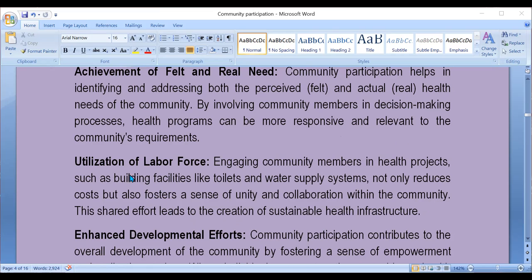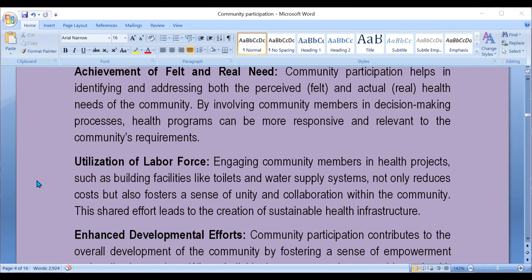What this is trying to explain is that engaging community members in health projects, such as building facilities like toilets and water supply systems, not only reduces costs, but also fosters a sense of unity and collaboration within the community. This shared effort leads to the creation of sustainable health infrastructure. By the time they are involved in the planning stage, maybe for that sharing of Mectizan, women will volunteer themselves to be the ones that will go about and share it. And they will make sure that the drugs get to the rightful families, without hoarding it or it being stolen.